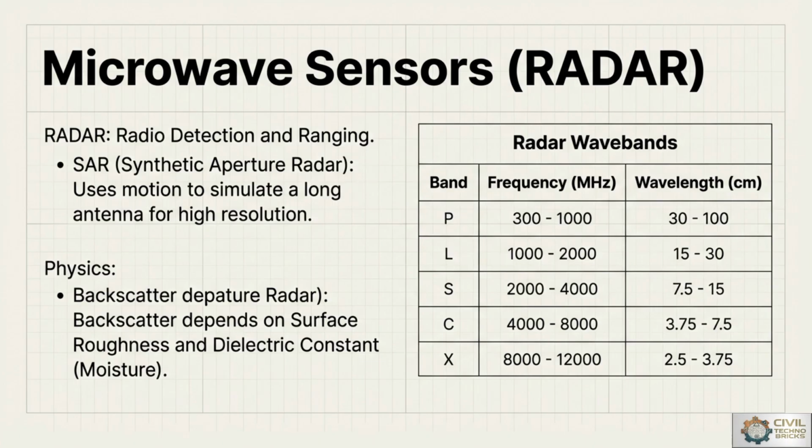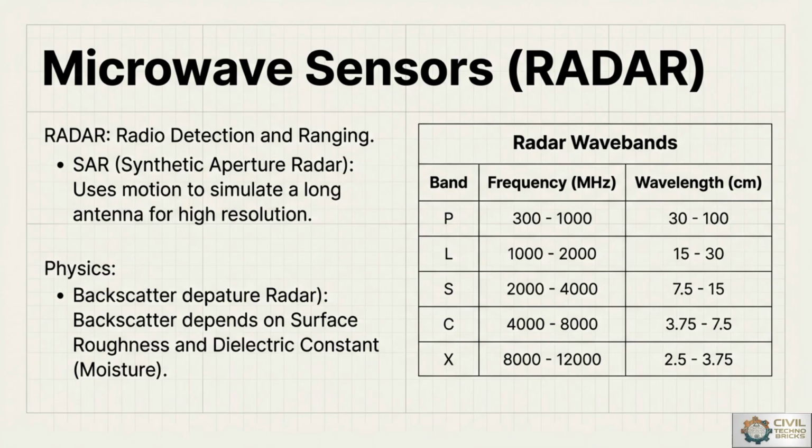Next one will be radar, that is microwave sensors. Radar is radio detection and ranging, which is an active microwave sensor that transmits and receives electromagnetic waves. Here, the synthetic aperture radar, that is SAR, uses satellite motion to achieve high spatial resolution.